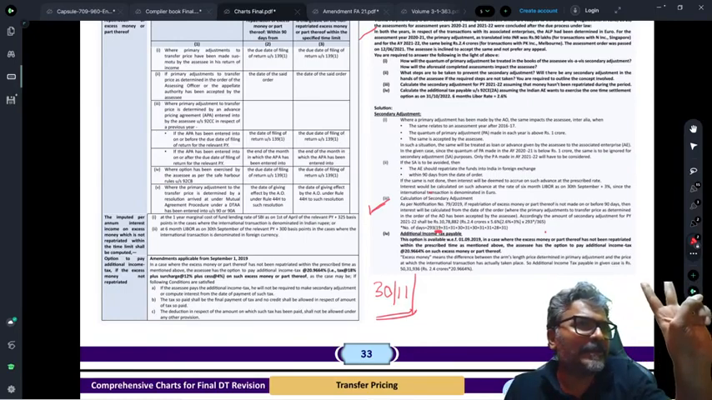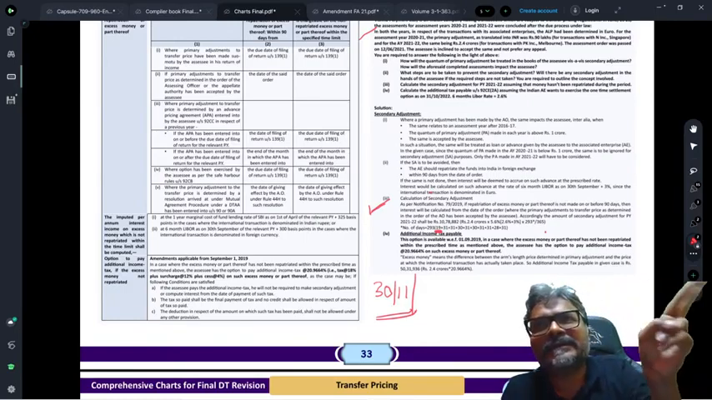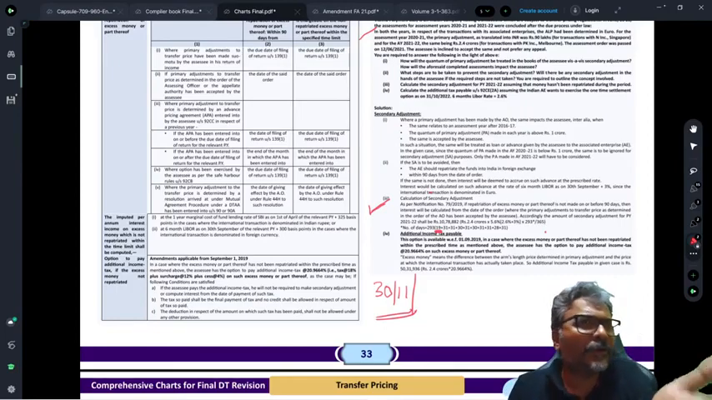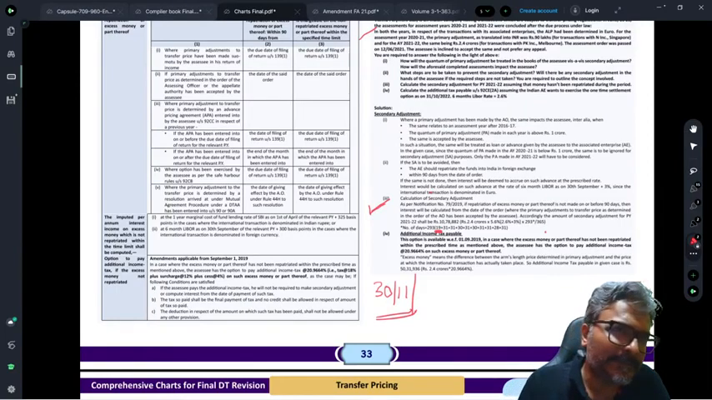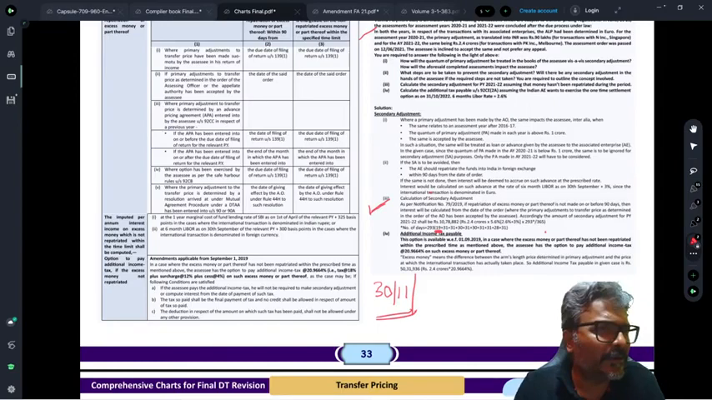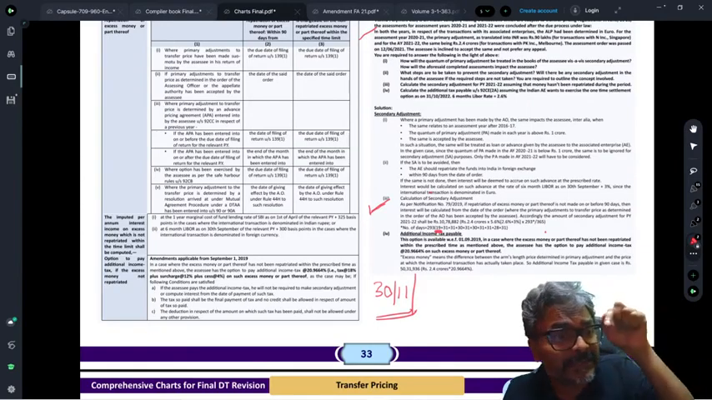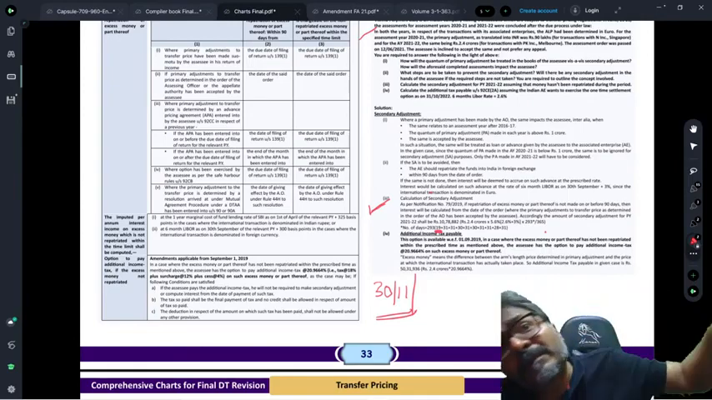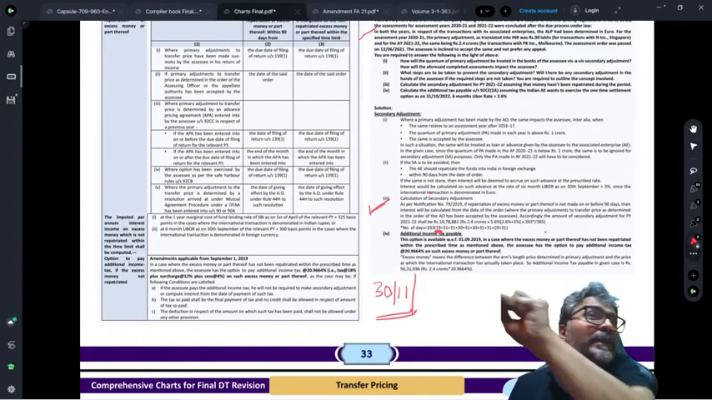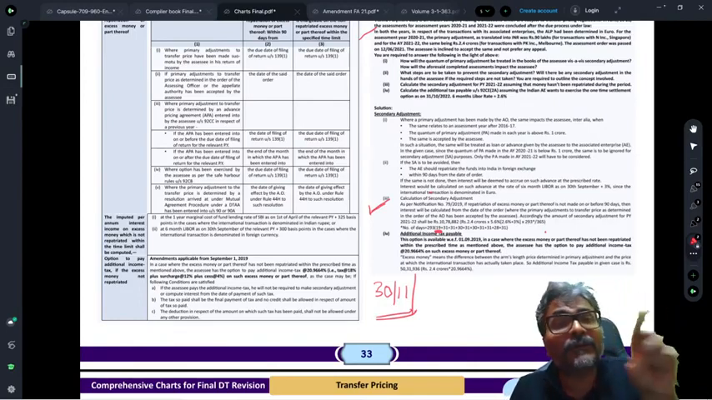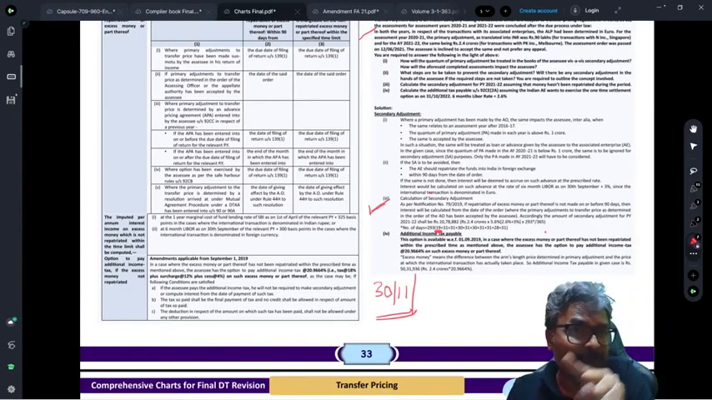The second case of relevant date is when the assessing officer has passed the order and the order is accepted by the SSE. So the date of passing of the order, students, will also be considered while calculating the number of days. The date of order would also be considered. Is that clear to all of you?